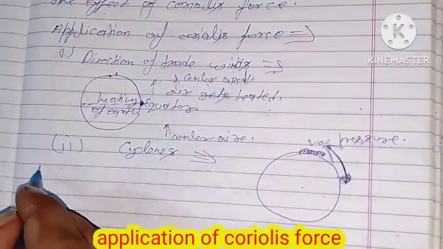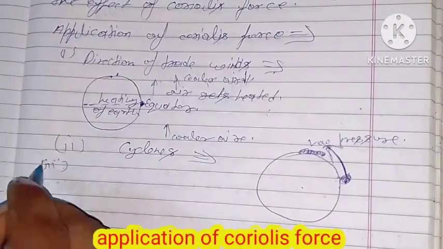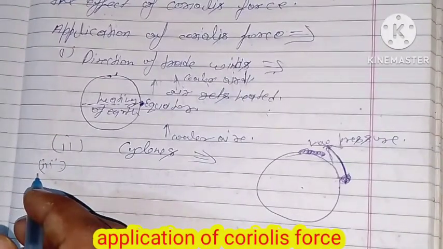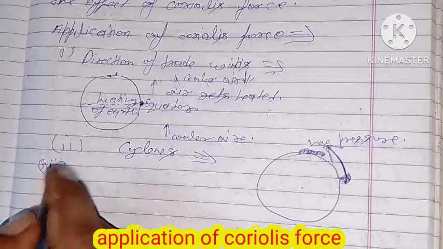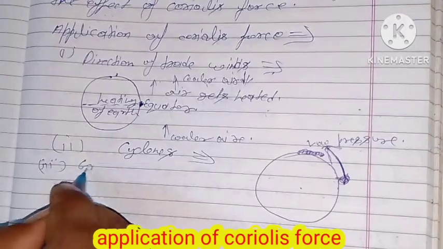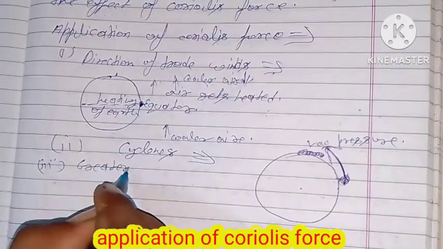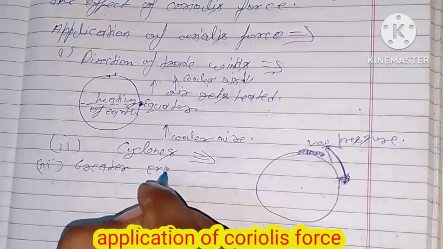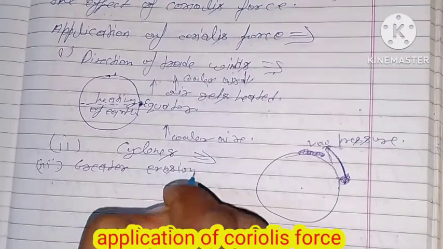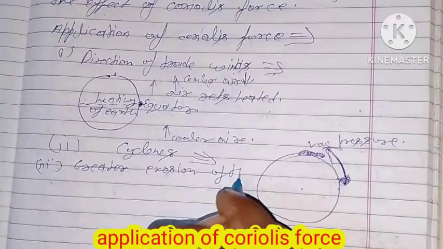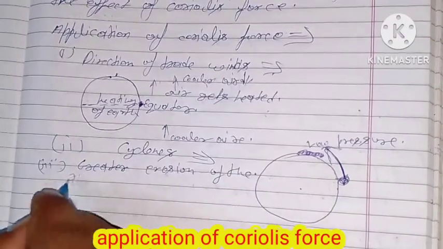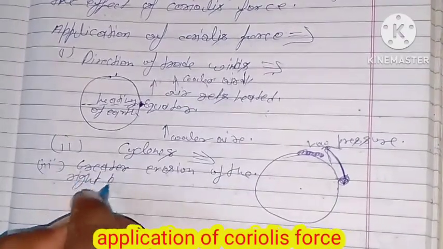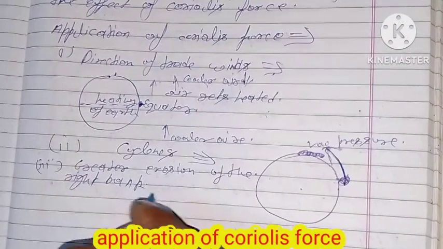And the third example is Coriolis force causing greater erosion of the right bank of rivers.